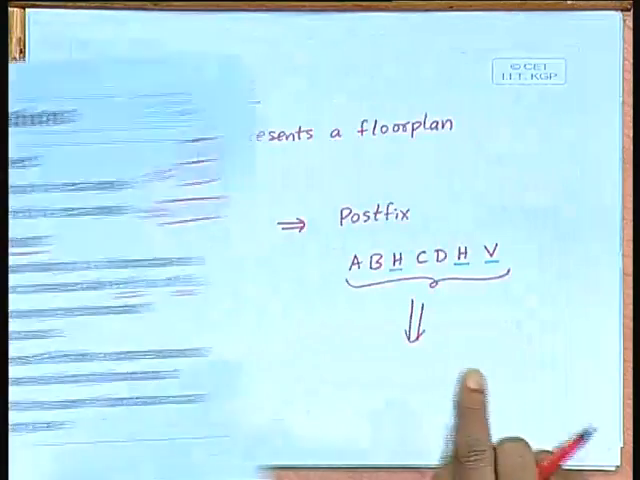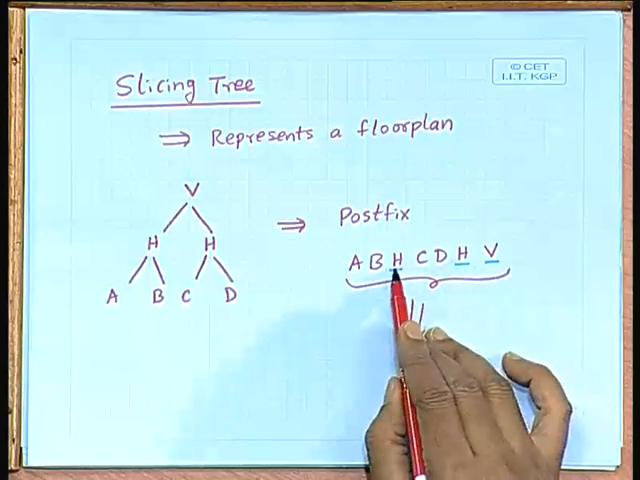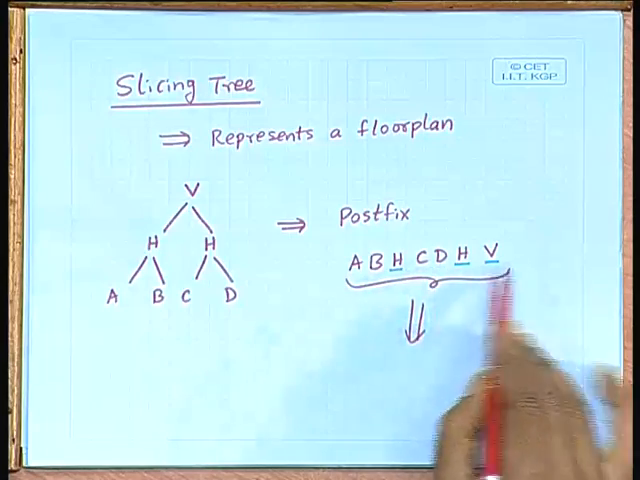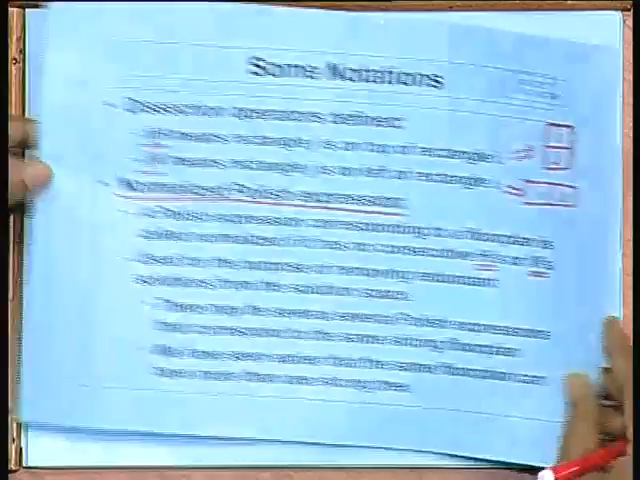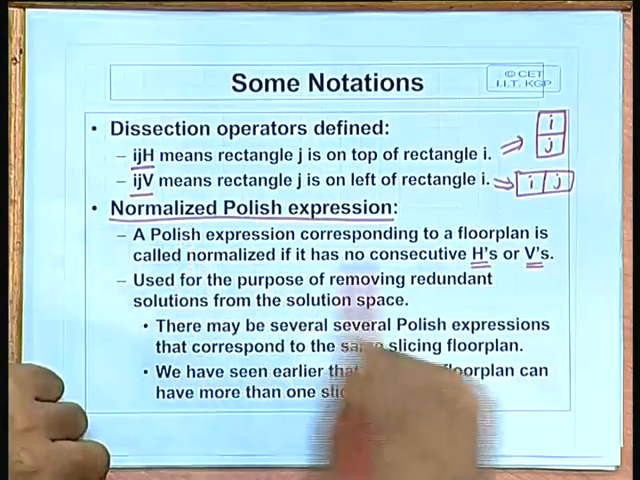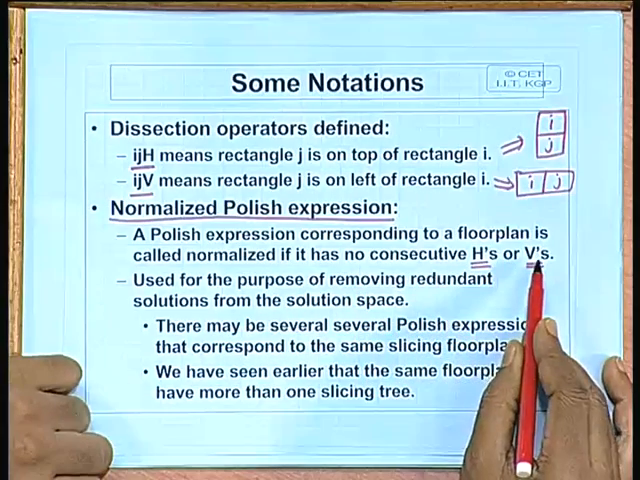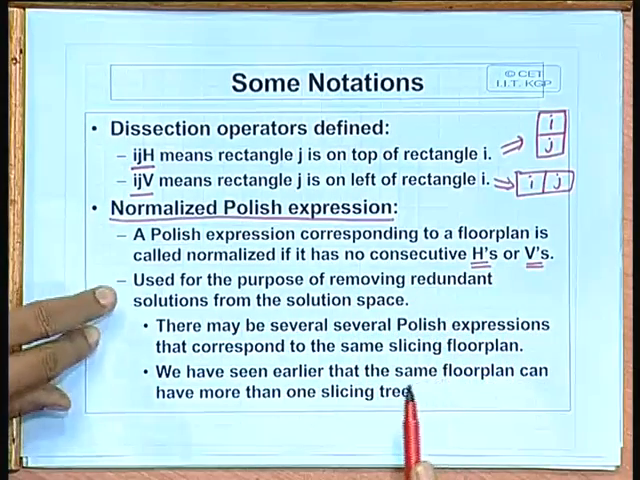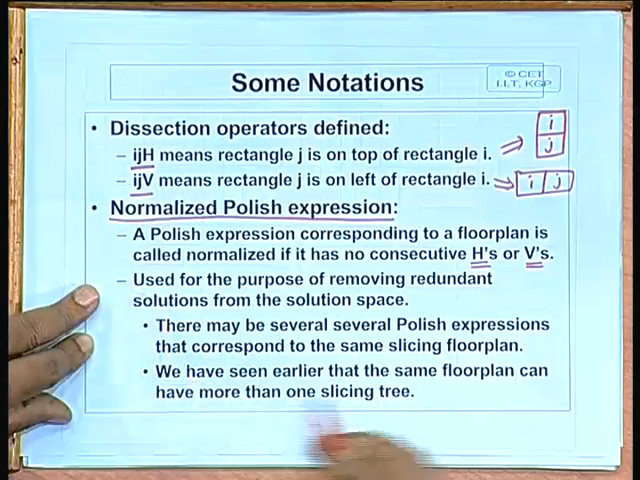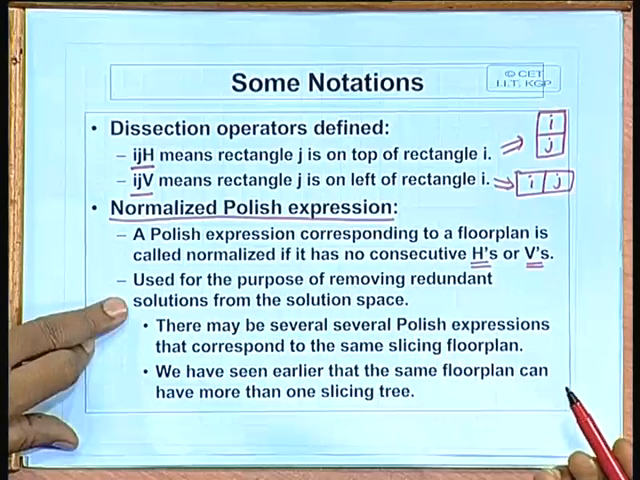This example which you have taken is a normalized expression because H and V's are non-adjacent, there is no 2H or no 2V together. So, a Polish expression will be called normalized if there are no consecutive H's or V's. Roughly speaking, this is used for the purpose of removing some kind of redundancy in terms of the solutions.